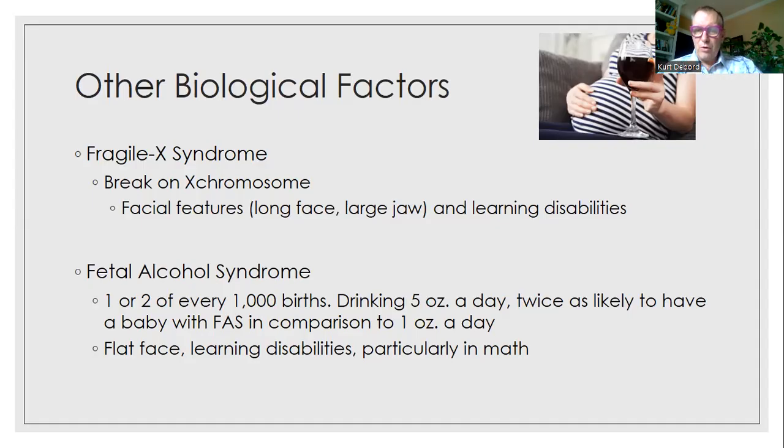If a mom, while she's pregnant, drinks at least 5 ounces of alcohol a day, now 5 ounces, that's quite a bit. That's like 5 shots. They're twice as likely to have a baby with fetal alcohol syndrome in comparison to a woman who drinks 1 ounce a day. Actually, the Food and Drug Administration and I think the Surgeon General basically say don't drink if you're pregnant, and don't smoke cigarettes, because that also contributes to developmental issues for the developing fetus. You see learning disabilities in kids with FAS.